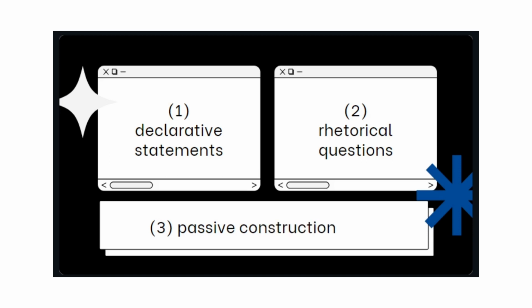Aside from those mentioned, we have the use of these linguistic elements such as declarative statements, rhetorical questions, and passive construction. These may also help in writing compelling argumentative texts.